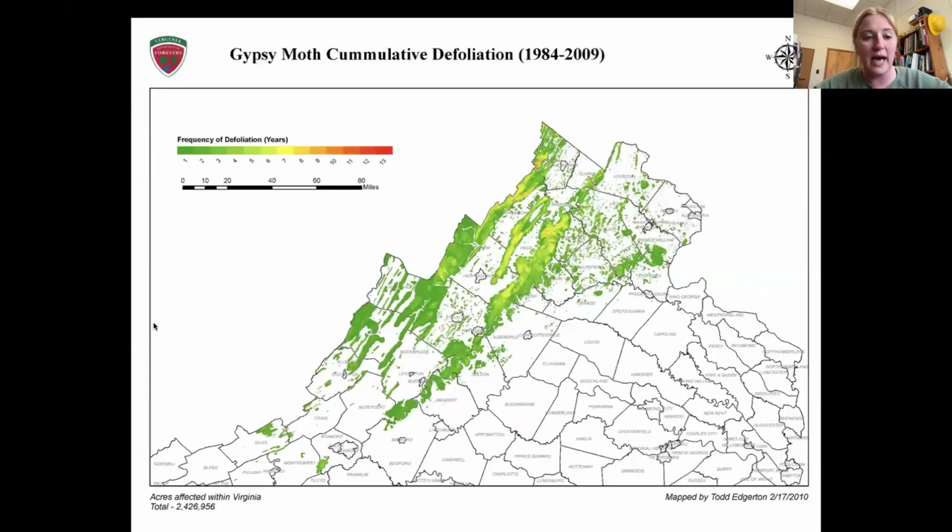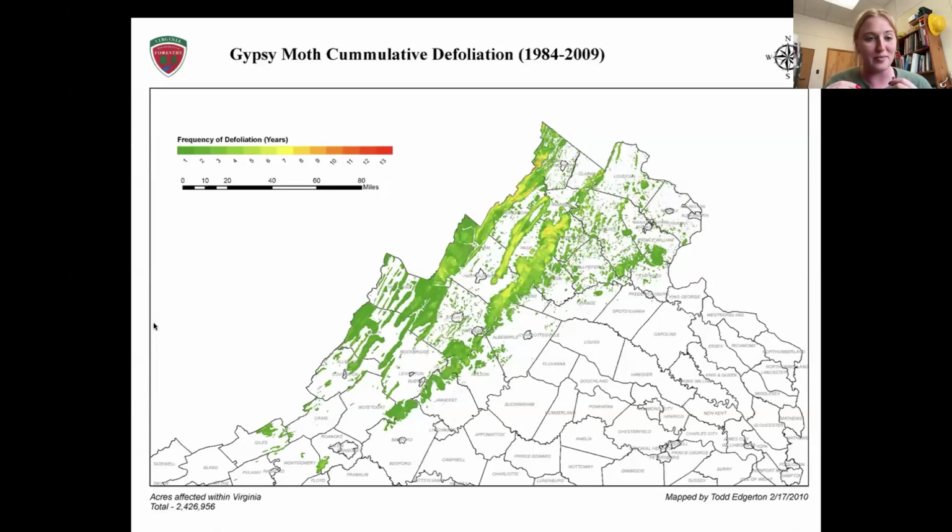This one's a really interesting map because it's depicting Virginia itself. It shows the frequency of defoliation in years throughout Virginia. And again, we mentioned that it's spreading from the north to the south and west. So you'll see more frequency of defoliation toward the north part of Virginia because it's been established there much longer.